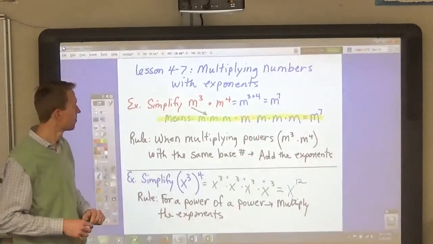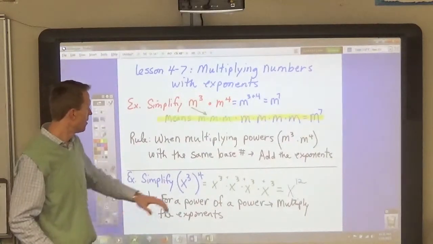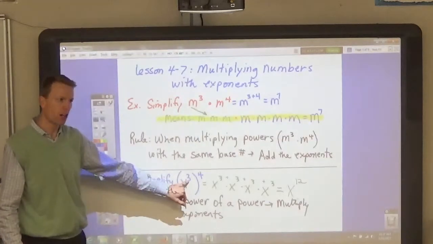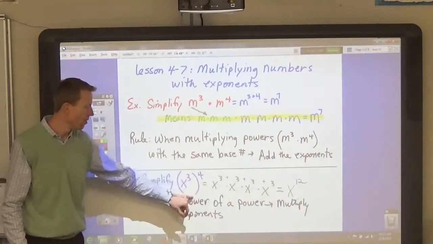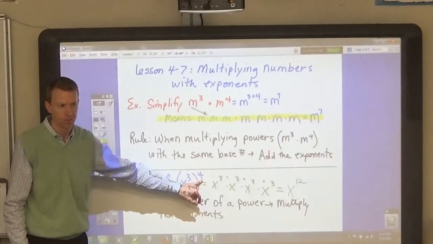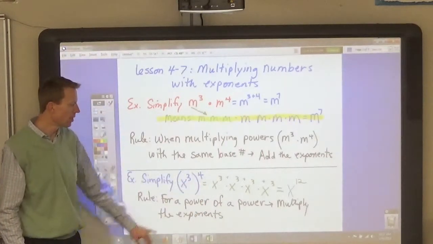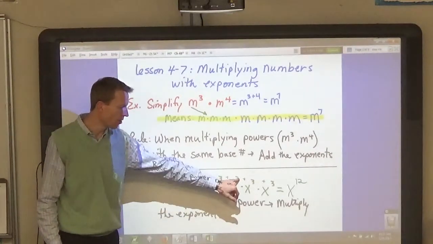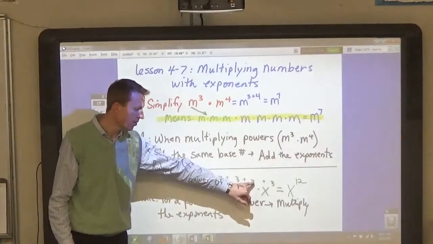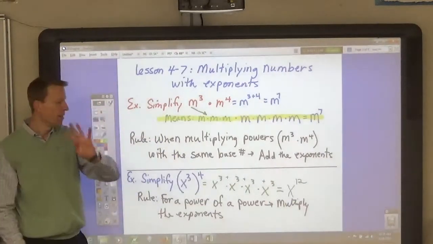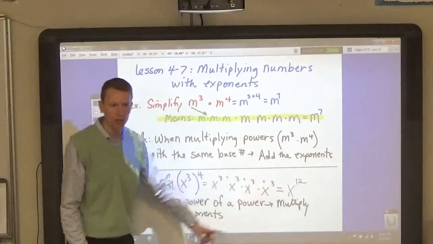Okay? Now, let's look at the second concept. What if we have x to the third power multiplied to the fourth power? Okay? So what this means is x to the third times x to the third times x to the third times x to the third. Or there's 4 x to the third powers.